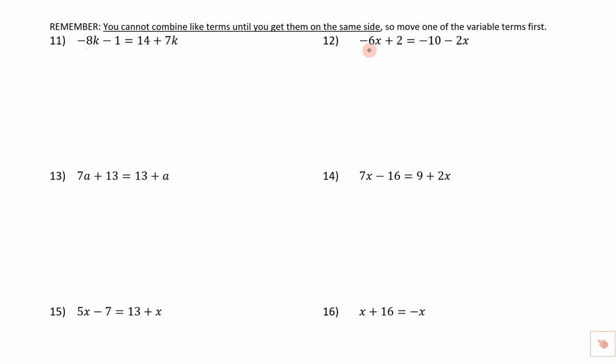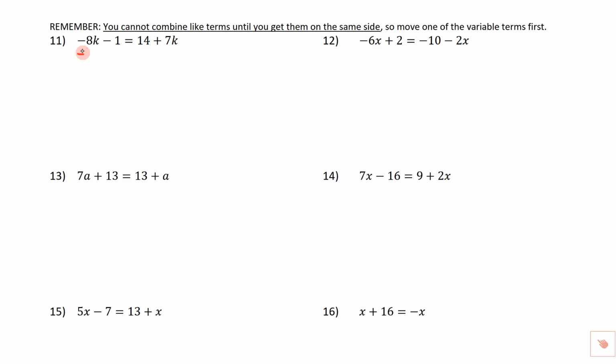We have more positive numbers, and we tend to make fewer mistakes with positive numbers. So here's the idea. On this one, if we had a choice between moving a negative 8k or a 7k, notice we're just ignoring the 1 and the 14. We don't even care about those numbers yet.